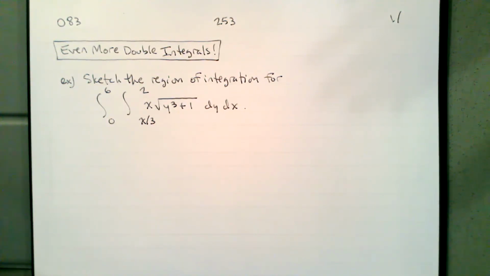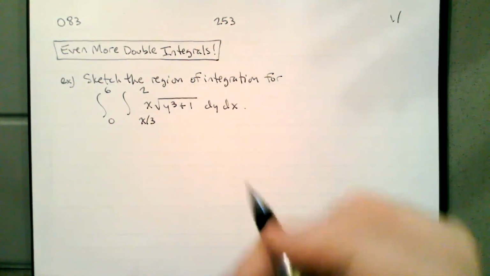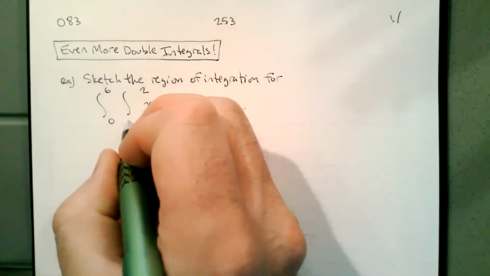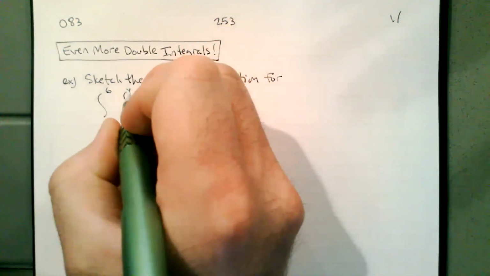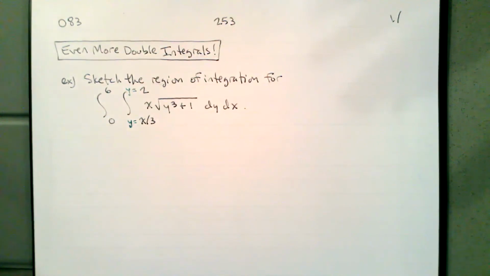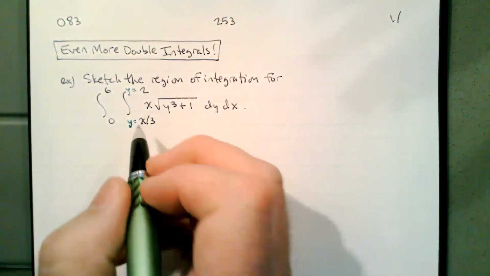Here we have a region described already in the double integral. So let's take a look at what this region looks like. We've set this up as a dy dx. Since we started off with a dy, that means this first integral, the inside integral, is y equals x over 3 to y equals 2. It's also obvious that the dy goes first because our first integral has an x in it.